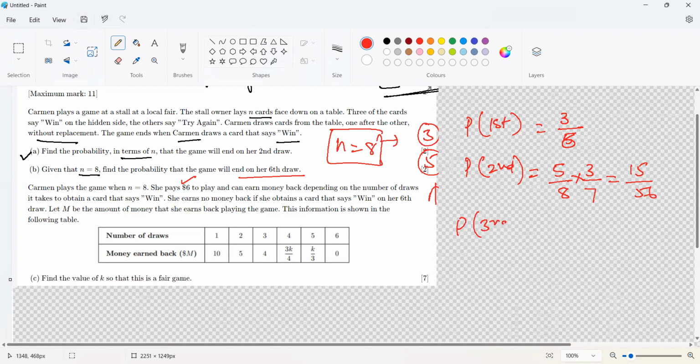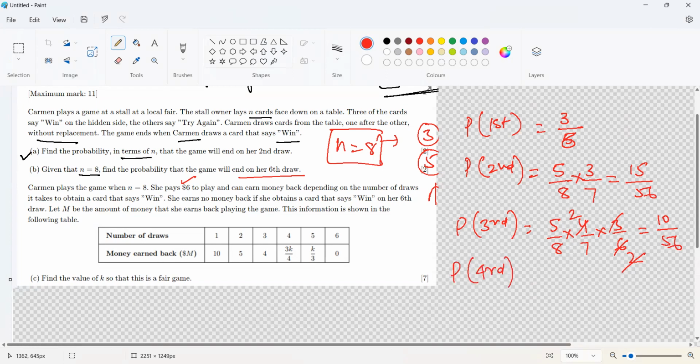If she wins in the third, it means that she loses in the first two, which is 5 upon 8 and 4 upon 7, and 3 upon 6 is the probability of winning in the third chance, isn't it? So 3 times 2, 2, 2, 4. So 10 times 2, 5 times 2, 10 upon 56.